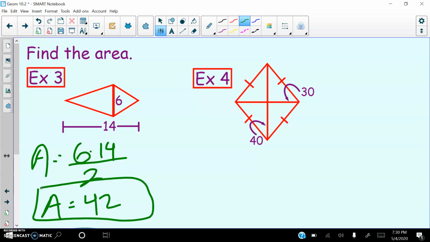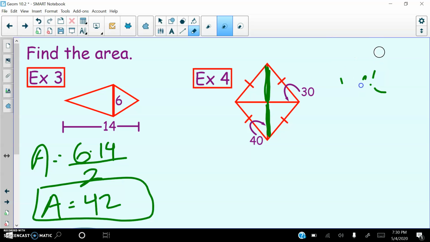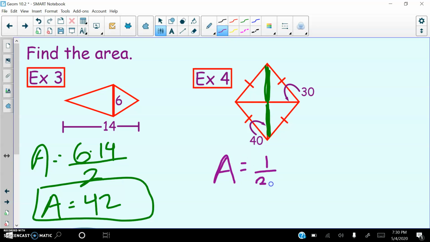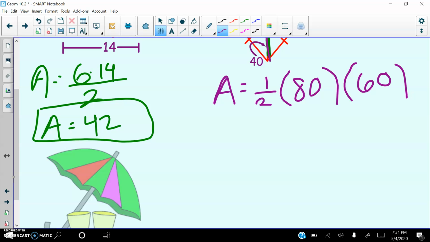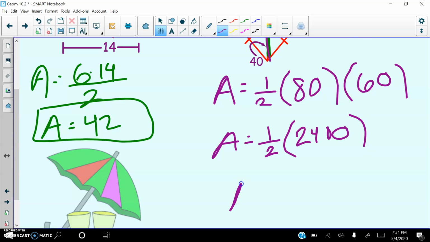All right, for number 4, it is saying that this part right here is 40, so this has got to be 40 as well. I'll do it in purple. Area equals 1/2 times the diagonal. If this is 40 and that's 40, the whole thing is 80. And if this is 30, that means this is 30, so the second diagonal has to be 60. So 80 times 60 doesn't really matter the order you're doing for this. 80 times 60 is 4800, and 1/2 times that is 2400.